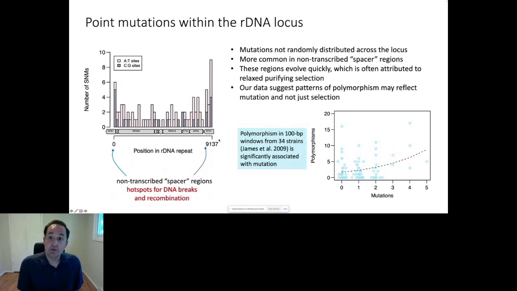Those regions are believed to evolve quickly due to a lack of purifying selection. But actually, we see that they have higher rates of mutation as well. And that may be because these are the hotspots for DNA breaks and recombination in this array. To gain more evidence for this, we looked at polymorphism from wild strains across these regions.